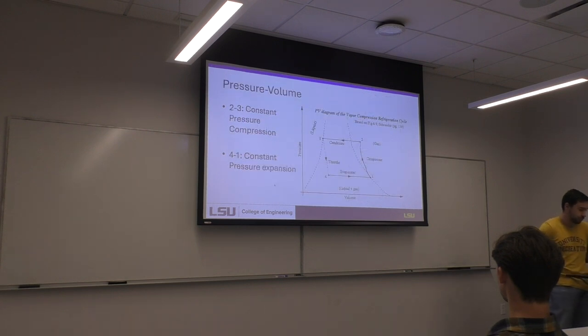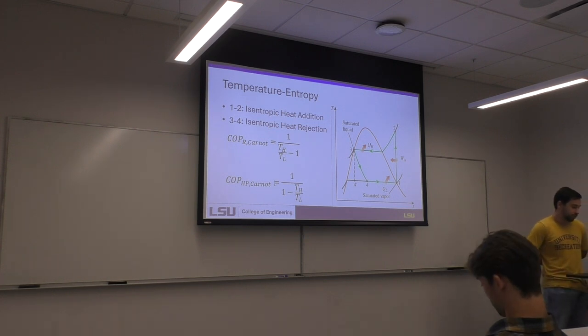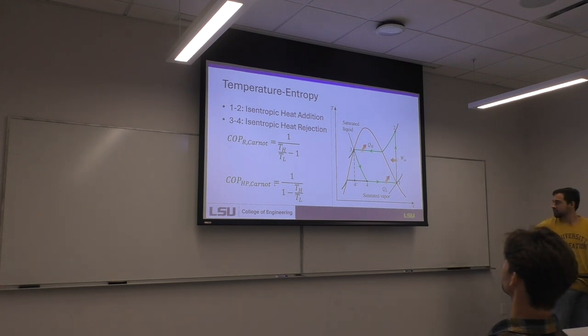This is a pressure volume graph of the refrigeration cycle. Of note is that you can see from 2 to 3, there is constant pressure compression, and between stages 4 to 1, there's constant pressure expansion. And then on a temperature entropy diagram, you can observe that between 1 and 2, it's isentropic heat addition, and from 3 to 4, it's isentropic heat rejection. And for the ideal case, you can write the COP in terms of the ratio of the high temperature space to the low temperature space. And that only works for the ideal case.